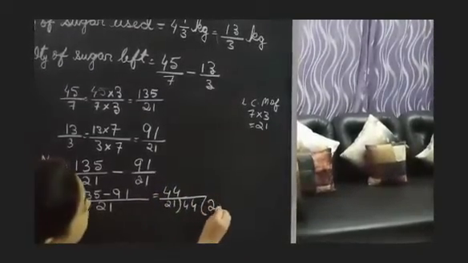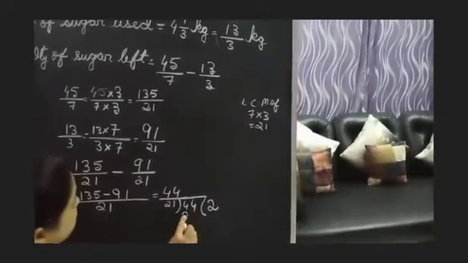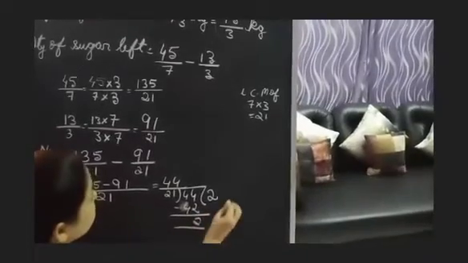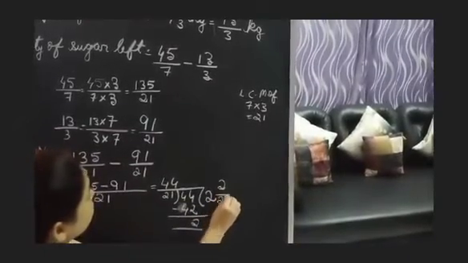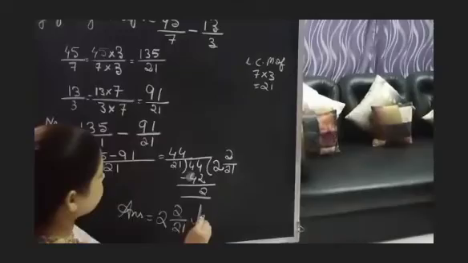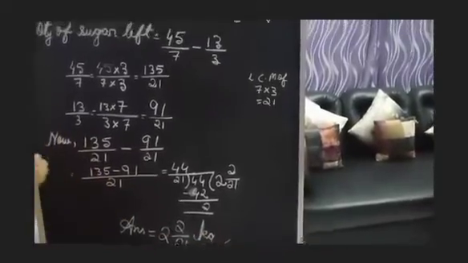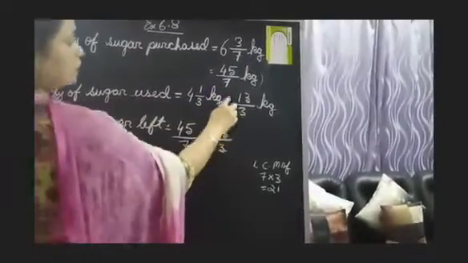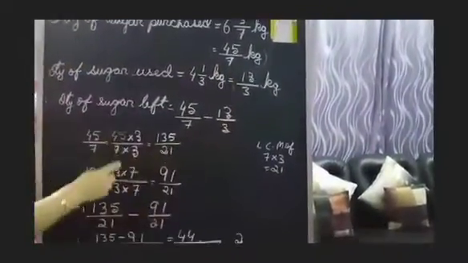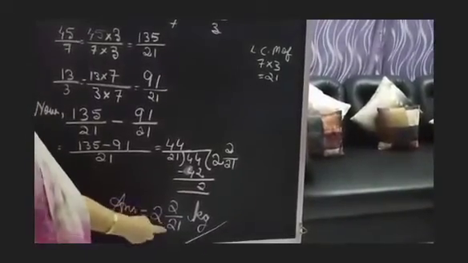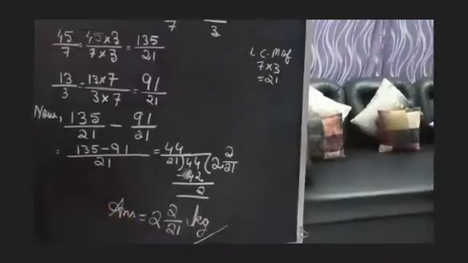It goes 2 times, that is 42, so the remainder is 2. So what is the answer we got here? 2/21 kg is the sugar which is left. The sugar purchased is the total quantity, and the sugar used is this much. When we subtract, this is the answer we get: 2/21, the quantity of sugar which is left.